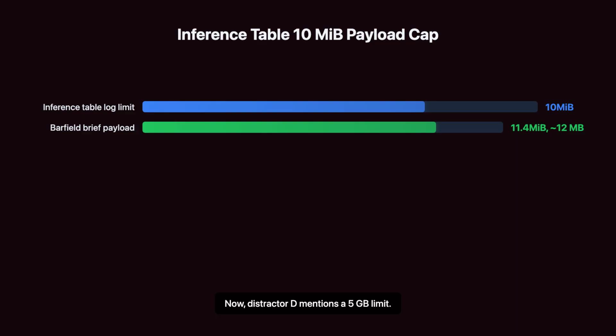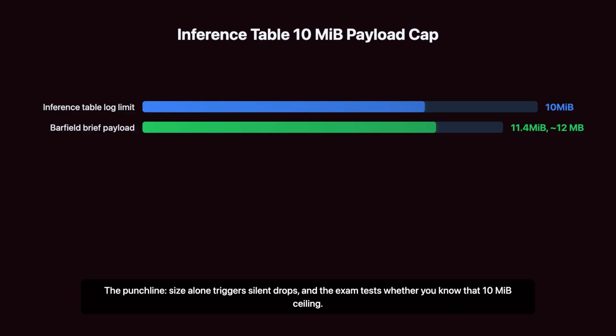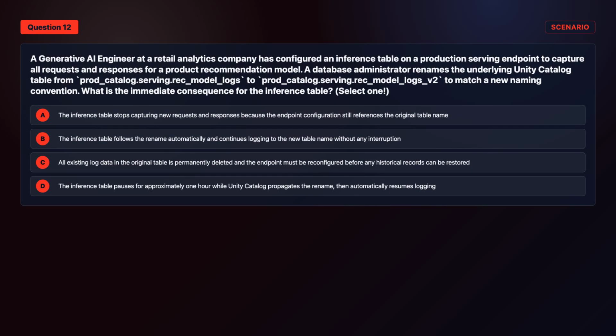Now, distractor D mentions a 5 gigabyte limit. That's for MLflow artifact uploads, a completely different system, and inference tables DO log successful 200 responses. It's error codes like 401 and 429 that can be skipped. The punchline: size alone triggers silent drops, and the exam tests whether you know that 10 megabyte ceiling. Ready. Question 12. Watch the almost right choices.